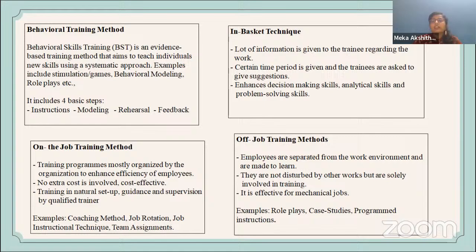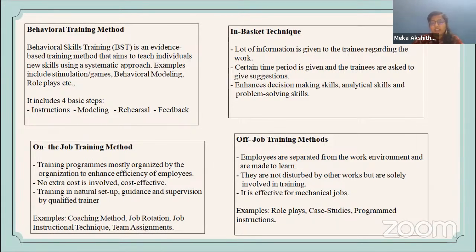So there would be inclusivity in the organization, communication skills will be enhanced, right? Interpersonal skills will be enhanced, and understanding the other individual would be enhanced in role plays. So that is about the behavioral training method.